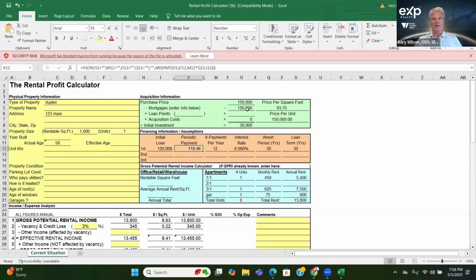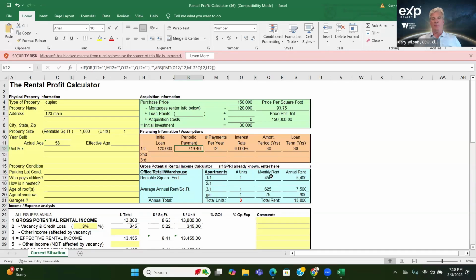So now if you look up here, the 120,000 was put in here, which means you put down, I guess, originally $30,000. And there may have been some additional cost, but we'll just leave that go for now. The key is you put in the purchase price, and you go to the mortgage section, put in the term, the principal balance, number of payments per year, interest rate, amortization period, and loan term.